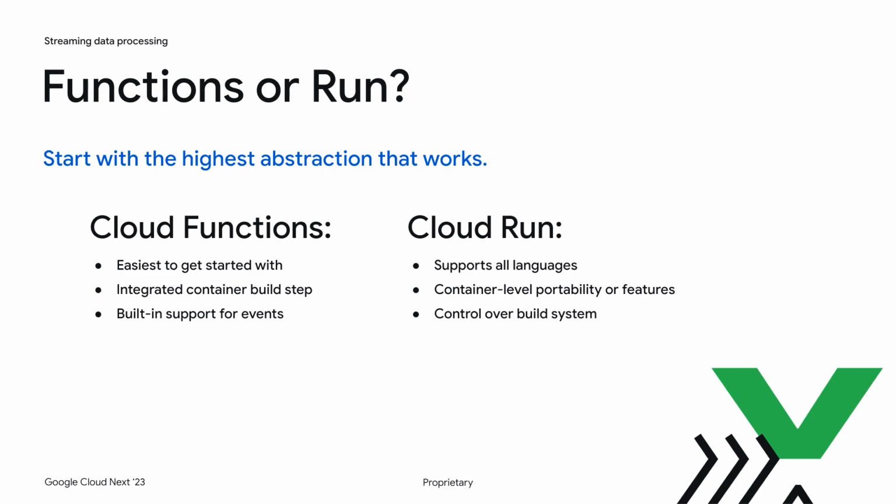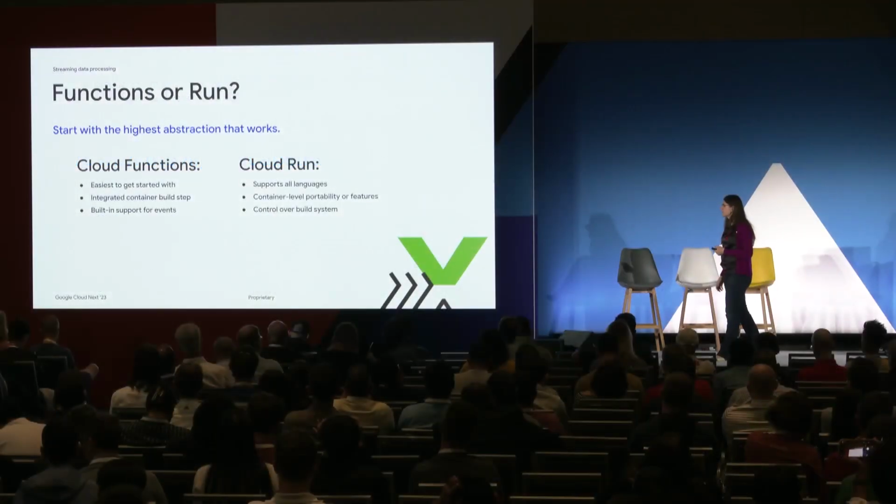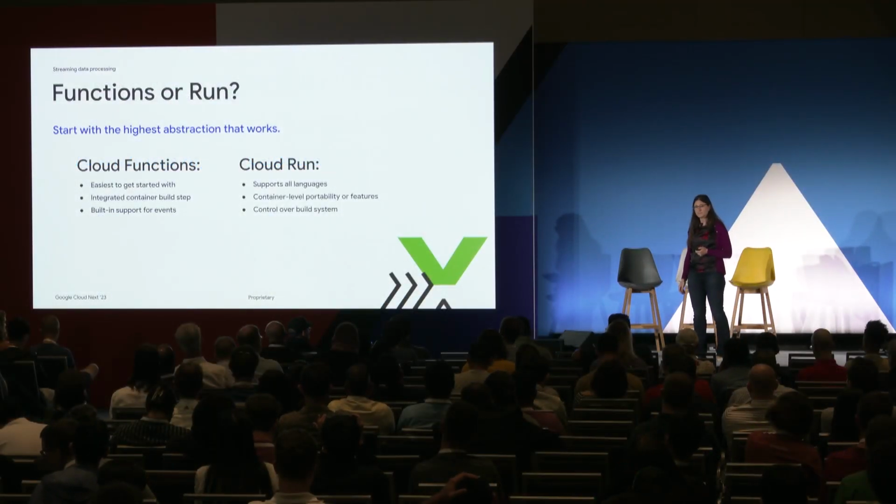So you might ask, should I use Cloud Functions or Cloud Run? And the answer, in my opinion, is, again, use the simplest thing that works. So if your processing code is really a function, use Cloud Functions. It's the easiest to get started with. You don't have to write a Dockerfile, so you don't have to master build systems. And it's got built-in support for events.